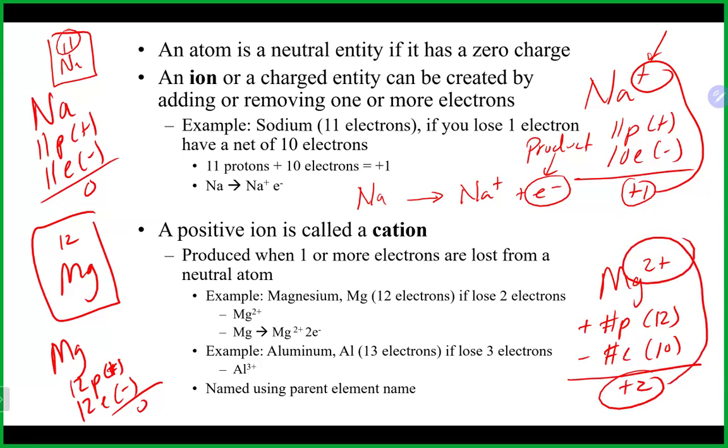And again, we could represent that also as an equation. Magnesium with no charge goes to magnesium with a +2 charge and 2 electrons. Again, electrons on the product side here, indicating that that magnesium is going to lose 2 electrons along the way. Any questions on that?